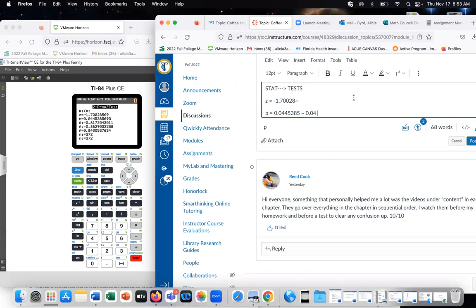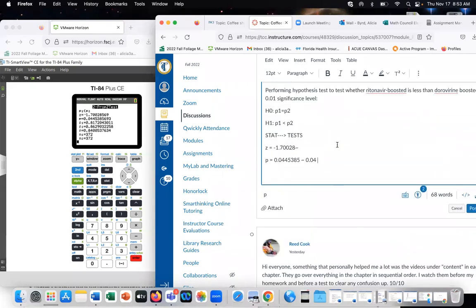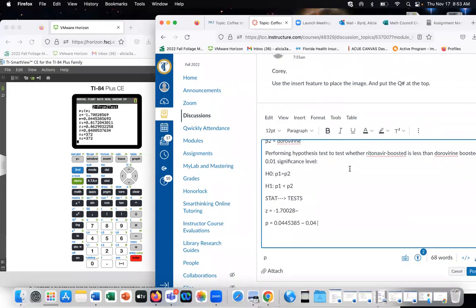0.04. Now we're comparing this. We'll always list our p-value first, then our significance level, which was 0.01. So this one is greater, right? Our p-value is greater. So when our p-value is greater than our significance level... the test statistic isn't negative 1.7. That is the test statistic. Your test statistic, your Z value, is this.